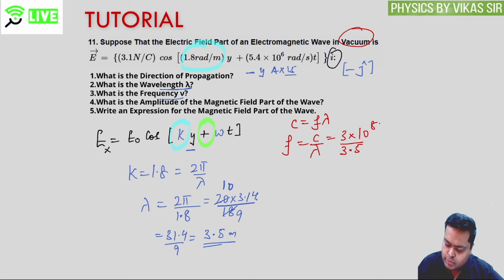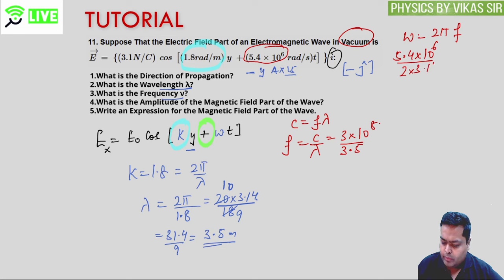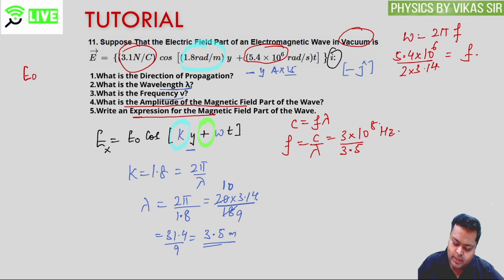Or alternatively, I can also calculate by comparing from here, that omega is equal to 2 pi f. So omega is given as 5.4 into 10 power 6 divided by 2 into 3.14. So that should be the value for the frequency. Both of them are going to give me the same result. So these many hertz is the value for the frequency. Then it says what is the amplitude of the magnetic field, and write an expression for the magnetic field. The amplitude of the magnetic field can be calculated using the E naught. So E naught value is 3.1.